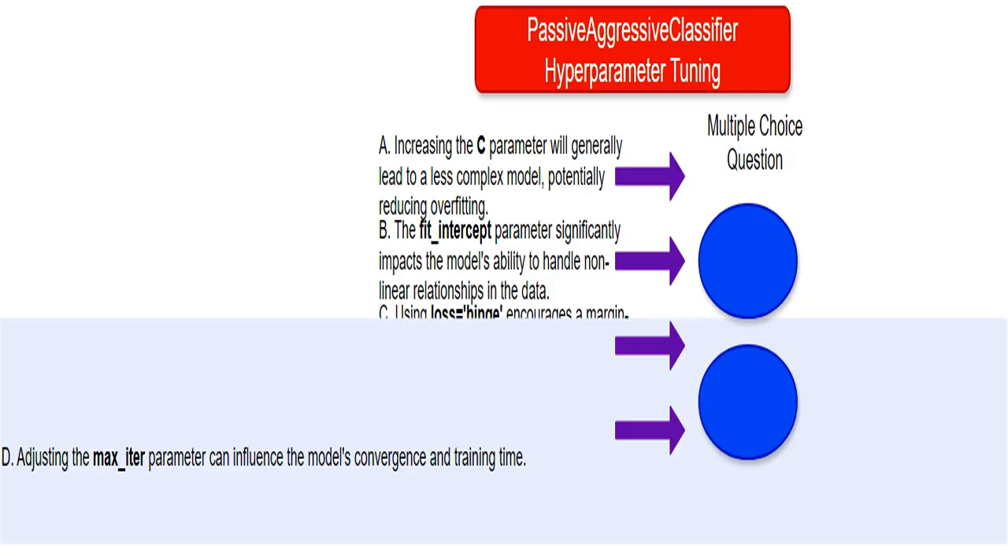"max_iter" controls the number of iterations the model goes through during training. More iterations can lead to better convergence. The model gets closer to the optimal solution, but it also takes longer to train. It's a trade-off between accuracy and training time.